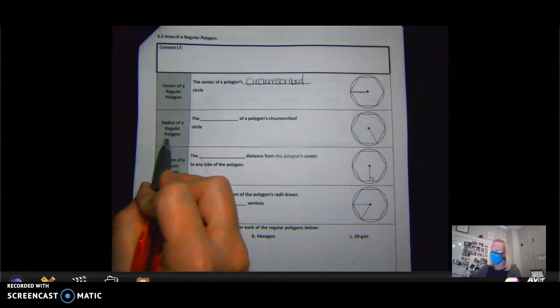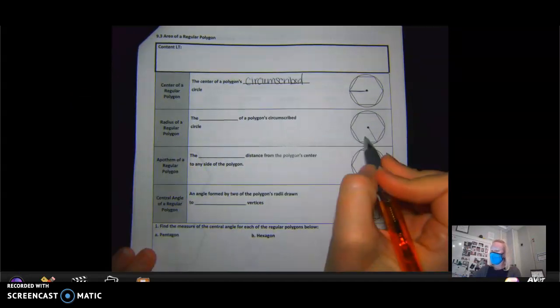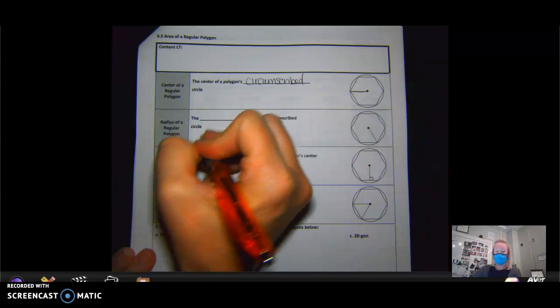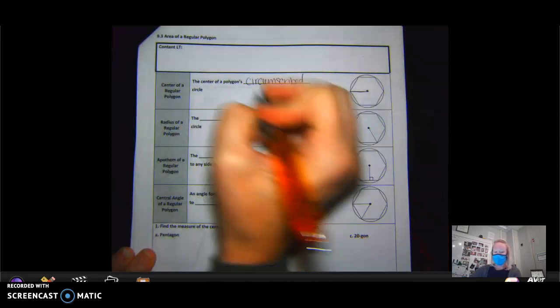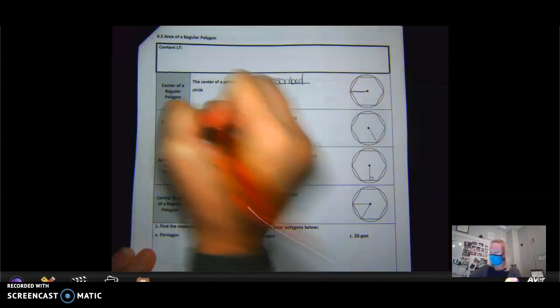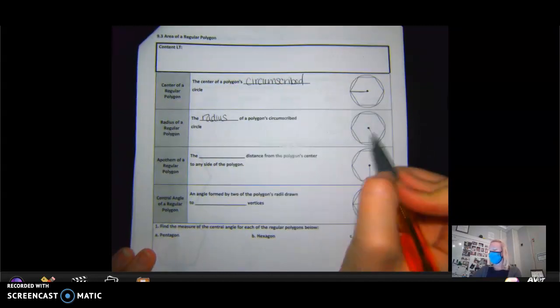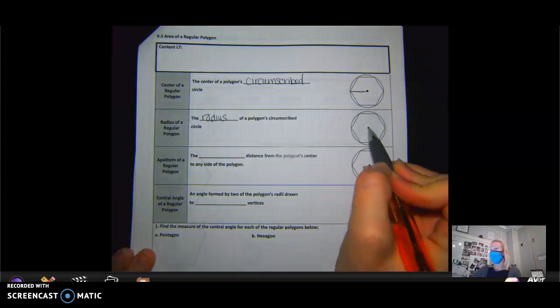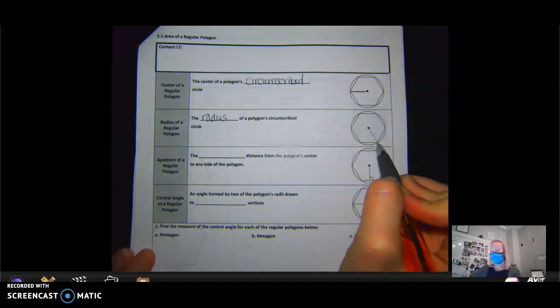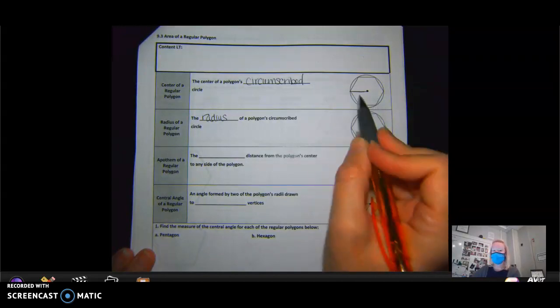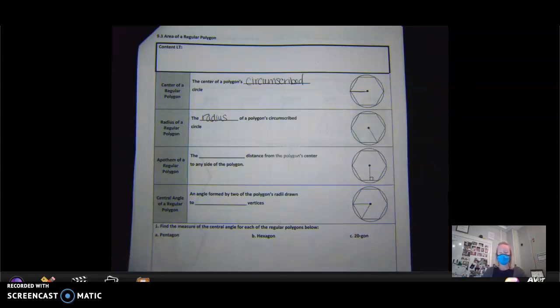The radius of a regular polygon. So the radius is the radius of the polygon's circumscribed circle. So the radius of the polygon is also the radius of the circumscribed circle. So it's the same thing. So these two things are the same. Does that make sense? And then we have this thing called an apothem, okay?